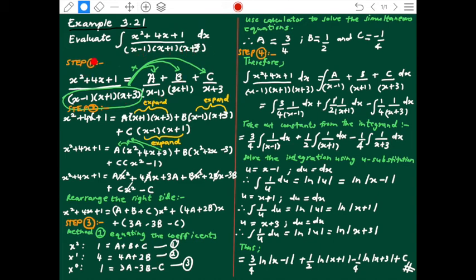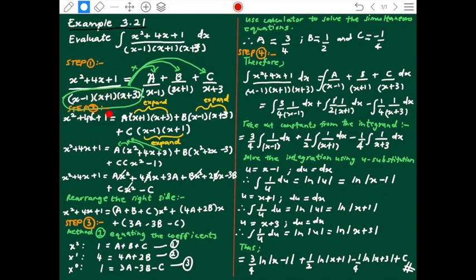So let's have a look into the first step that you need to do. First of all, you need to decompose it into partial fraction components. So we will have 3 components here, with respect to the denominator. The first one is a over x minus 1, and then we have b over x plus 1, okay, and c over x plus 3, okay.